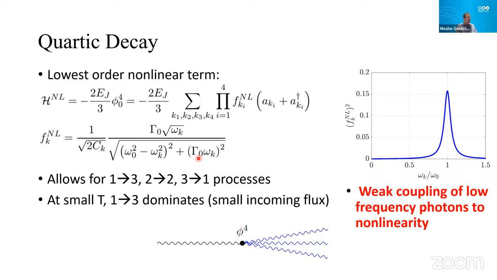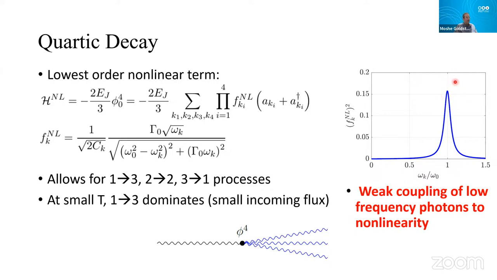The main message is as follows: when you look at the quartic effect and you express it in terms of the modes, you can define some coefficient, some structure factor, which tells you how efficiently each mode couples to the nonlinearity. And when you plot it, it's only strong for photons which are close to the resonance frequency, which is natural. Only they can really penetrate into the nonlinear element and experience the nonlinearity. But this is a problem, because in order for the inelastic process to be efficient, the incoming photon should be close to resonance, as we saw in the experiment.